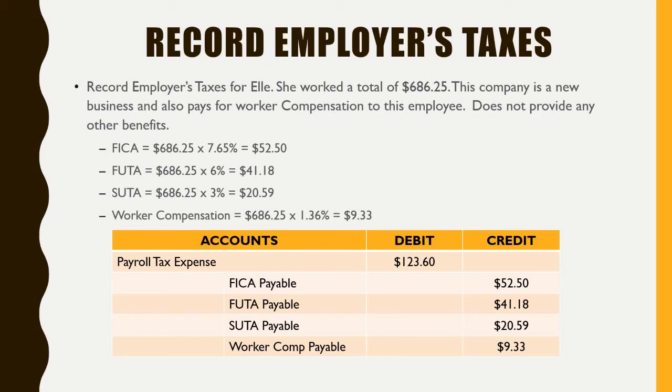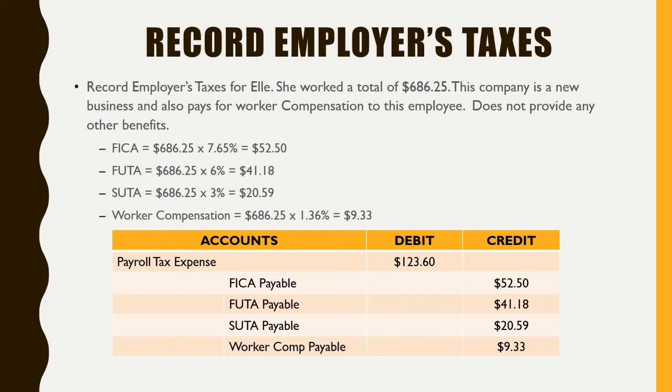Okay, so here again, they're all based on the gross earnings, the $686.25, and each percentage is going to be based off of that. We talked about the 7.65% for the company FICA, 6% for FUTA, 3% for SUTA, and 1.36% for workers' compensation. We total all of those values up to get a grand total of $123.60 for having L as an employee.